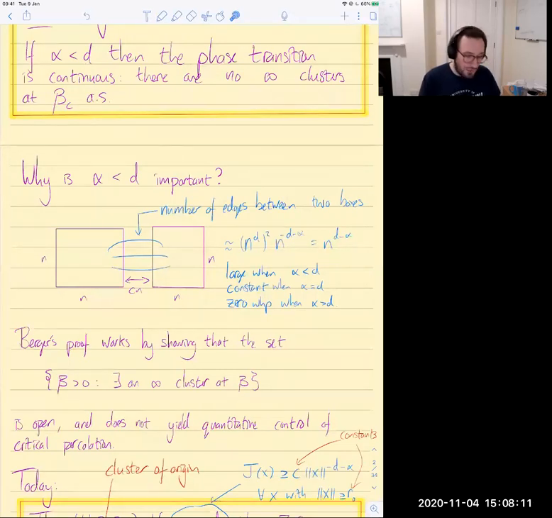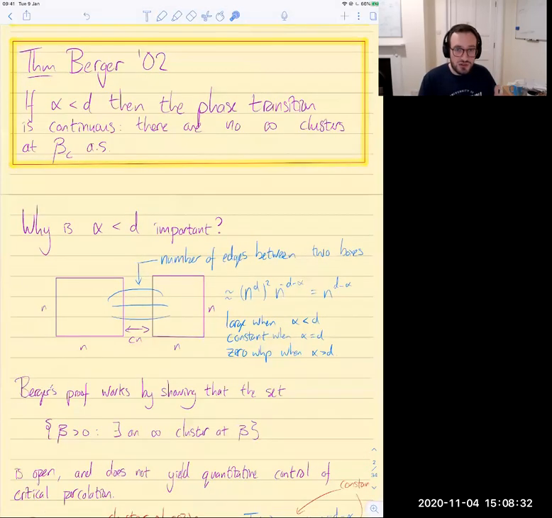So that means when alpha is strictly smaller than d, the boxes separated by a macroscopic distance will in fact have a large number of edges going between them. When alpha is exactly equal to d, it's order 1. And when alpha is larger than d, you typically don't have any. So geometrically, this is giving an indication of why there's something going on at alpha equals d.